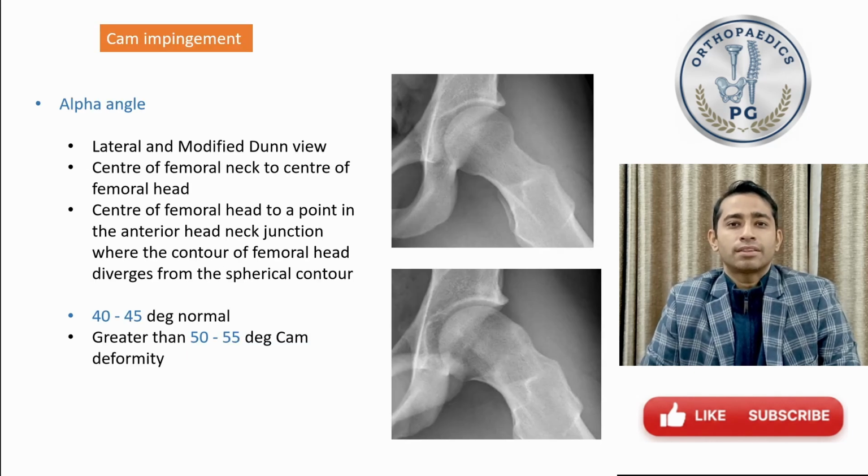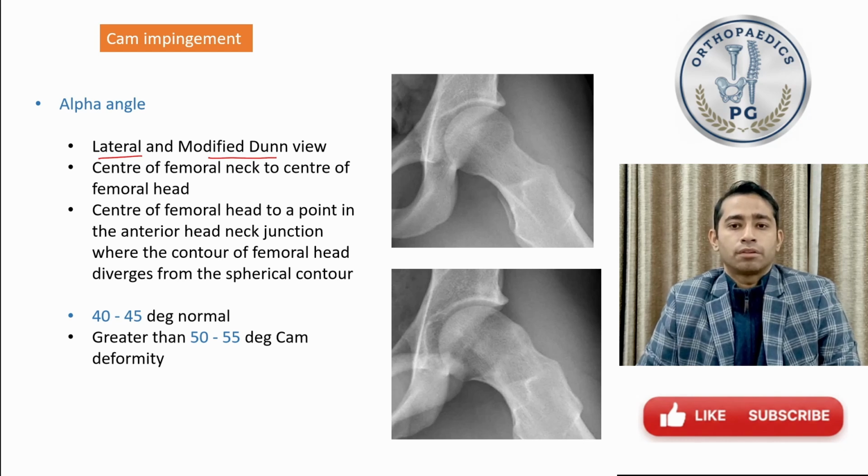Now let us see the radiographic findings in Cam type impingement. So the first finding is the alpha angle. This is seen in the lateral view and the modified Dunn view. We have already seen how to get the modified Dunn view.